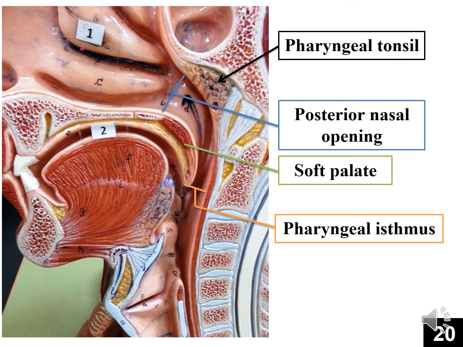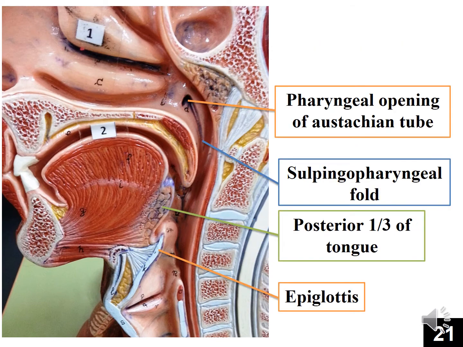Then with the green color arrow you can see the soft palate, and in front of it the hard palate. See, the soft palate does not make the whole roof of the oral cavity. Now in this picture also, with the green color arrow you can see the posterior 1/3 of the tongue and the lingual papillae, and inferiorly with the orange color arrow the epiglottis.